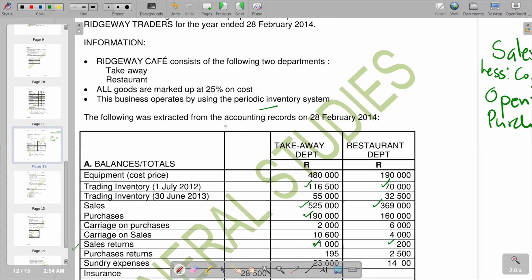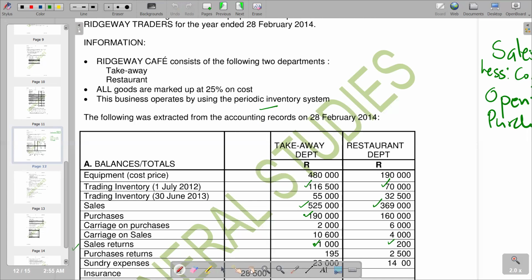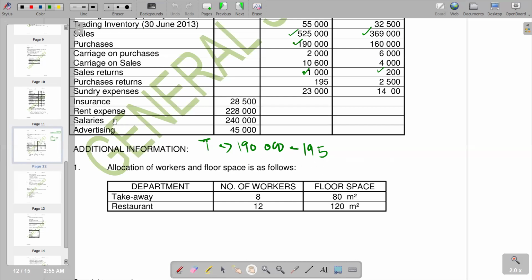So the movement being explained there is bread that was transferred to the takeaway department. It means it was coming from the restaurant to the takeaway. So in the takeaway, we're going to add 500, and in the restaurant, we're going to subtract 500. That's exactly what we have. So here for takeaway, remember it's coming to the takeaway, so we are going to add 500 here to get the final figure for purchases for our takeaway.